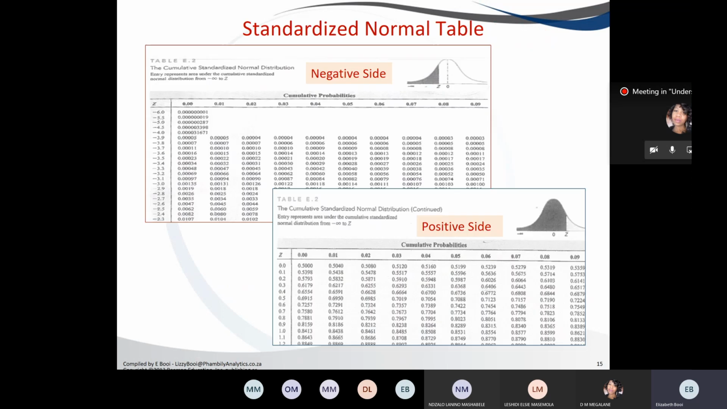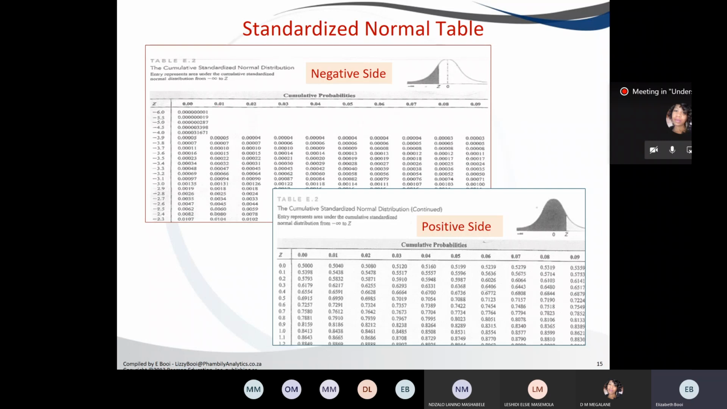So how do we then use this table? The table looks like this. It has the negative side, and it also has the positive side. If the answer of your z value is negative, then you go to the negative side of the table. The negative side of the table always contains the smaller probabilities. If we look at this table, you will see that we have small values in terms of the probability, because the probabilities are these values inside the table. Your z values are those values on the side and also at the top.